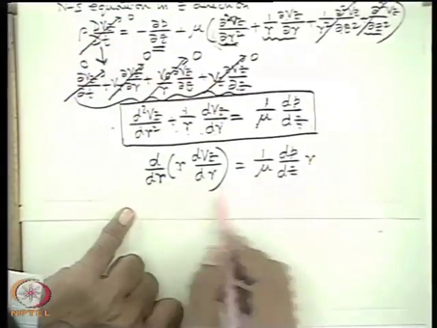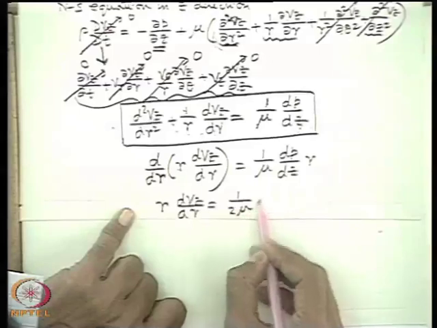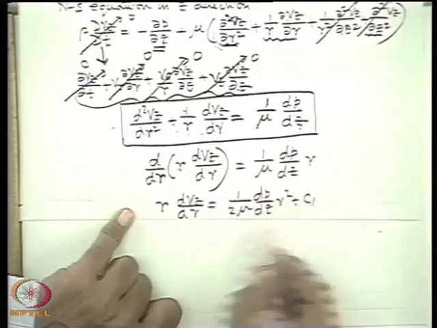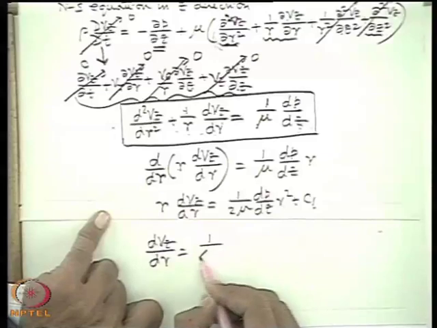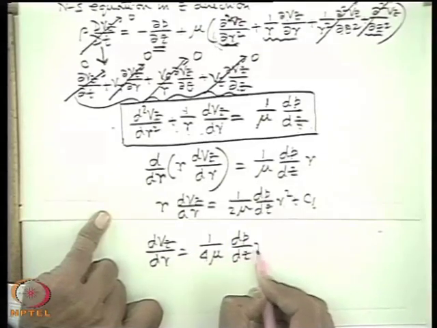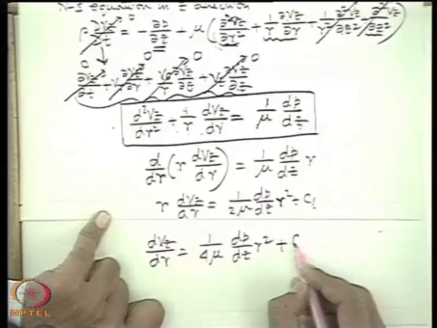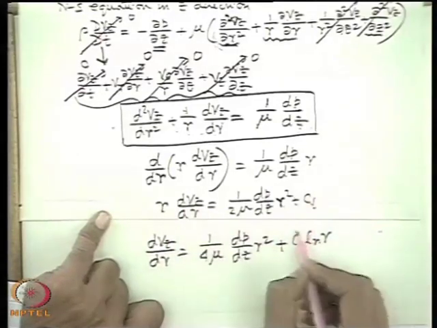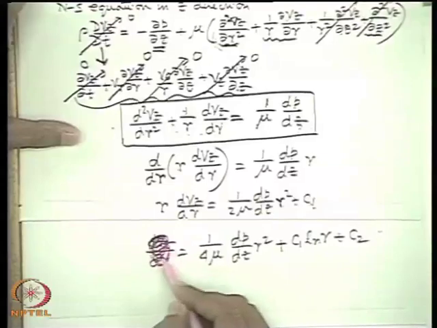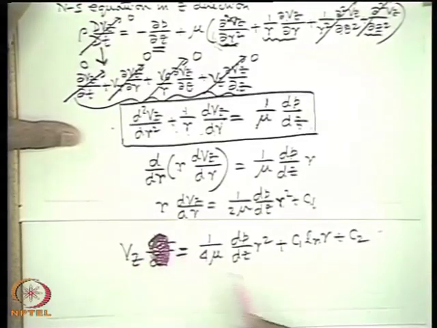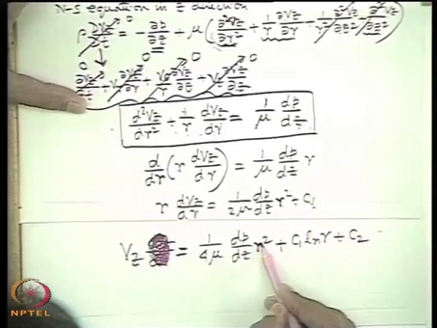Then I can integrate this. The first integration gives r dVz/dr equal to (1/2μ) dP/dz r² plus C1, very simple. For the second integration, dVz/dr is (1/2μ) dP/dz r plus C1/r. Integrating again, r²/2 gives 1/(4μ) dP/dz r², and C1/r gives C1 ln r, with another integration constant C2. So Vz is equal to (1/4μ) dP/dz r² plus C1 ln r plus C2.